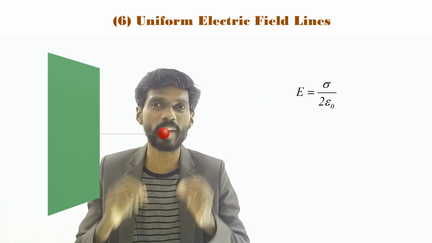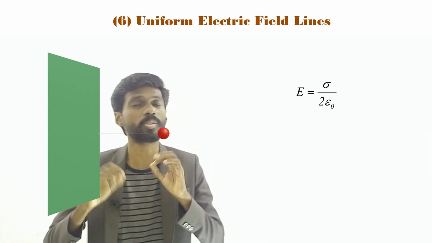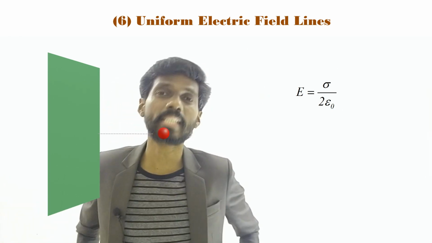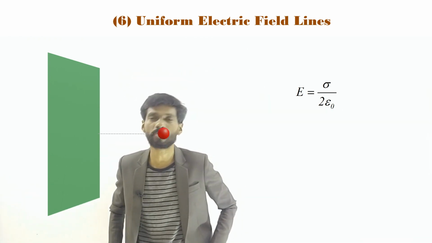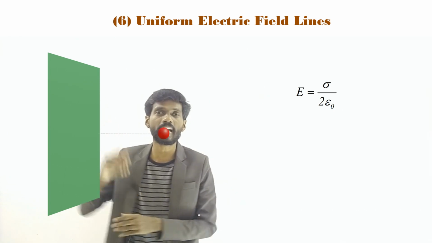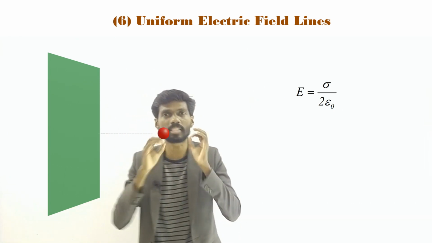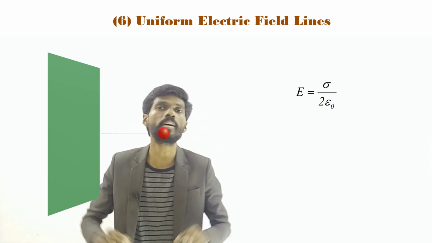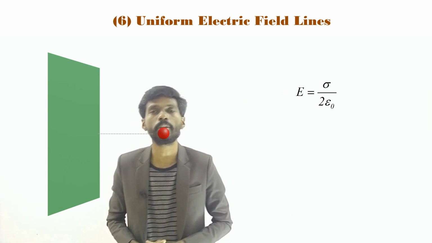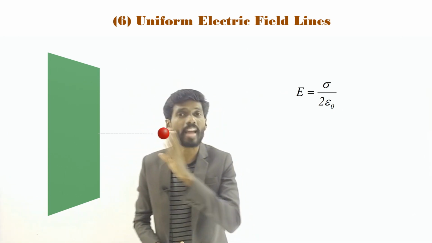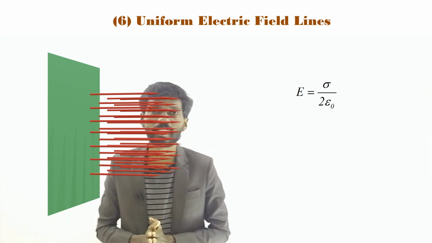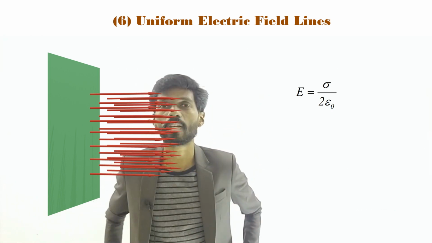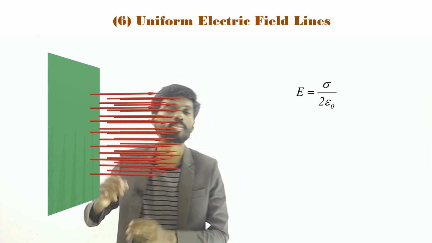because it is an infinitely large sheet. The distance x is very small compared to the size of the sheet. So that means this remains same. It is independent of the distance. So this is called uniform electric field. So this infinitely large sheet has electric field at any point same, okay, same value, not only the magnitude but also the direction. So that means the electric field lines will be like this, okay, all pointing in the same direction.